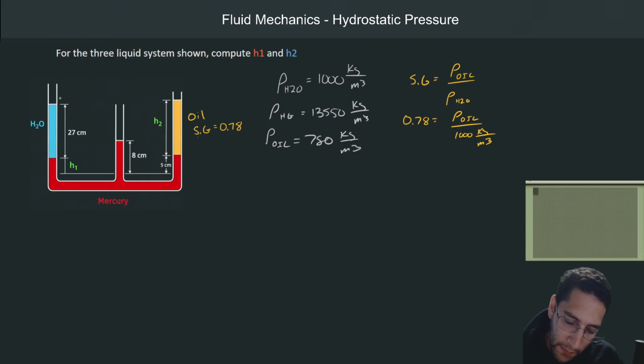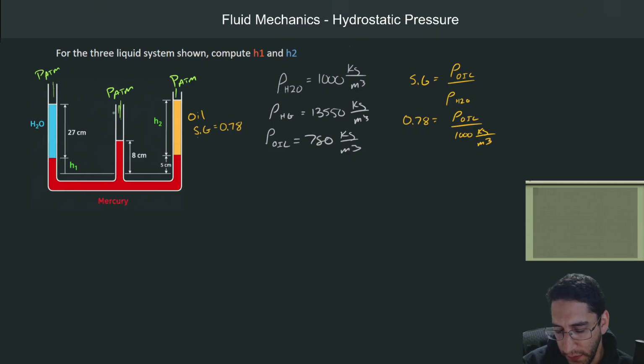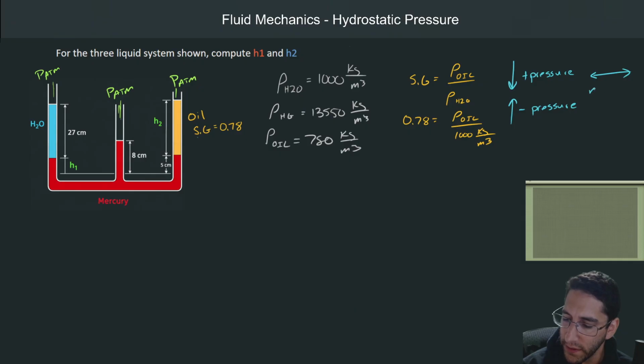Now, I want to look at this diagram, and I see that each of these tubes is open to the atmosphere. So we have our atmospheric pressure at the top of each of these tubes. If you remember, what we need to do is work our way through the tube. If we're going down, we add pressure. If we're going up, we subtract pressure. And if we're going side to side, there's no change in pressure.